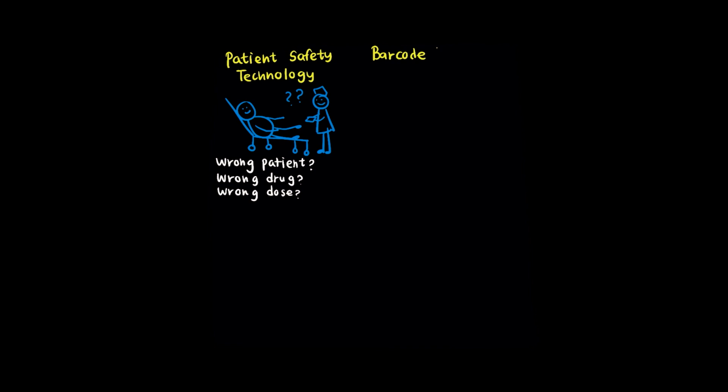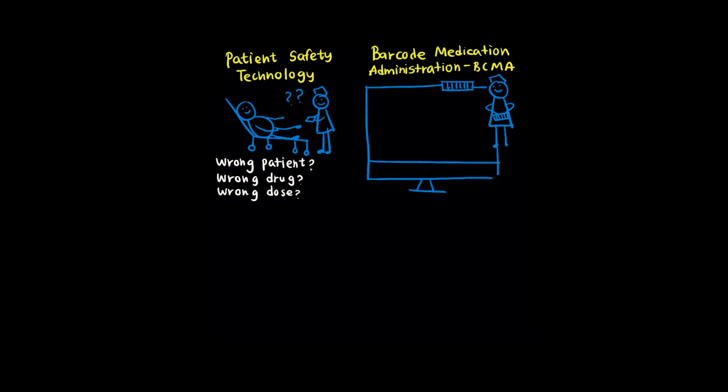Here's how it works. When a nurse is about to give a medication, they scan the barcode on the patient's wristband to verify identity, then scan the medication barcode. The system checks in real time. Right patient, right drug, right dose, right route, right time. The 5 rights of medication administration. If anything doesn't match, the system alerts the nurse before the medication is given.